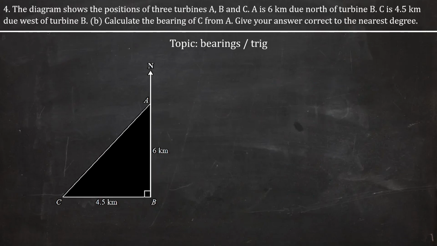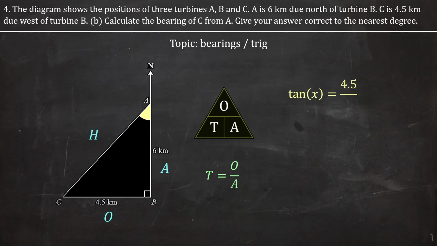Part B is bearings with trig, so we're calculating the bearing of C from A. First we need to find this angle over here, angle CAB. So let's label the triangle. We have adjacent, opposite, and hypotenuse. We're using adjacent and opposite, so we're going to use TOA, tan equals opposite over adjacent. We're using tan as the subject because we're finding an angle. So tan x is going to be 4.5 over 6. x is going to be the inverse tan of 4.5 over 6, which is 37.